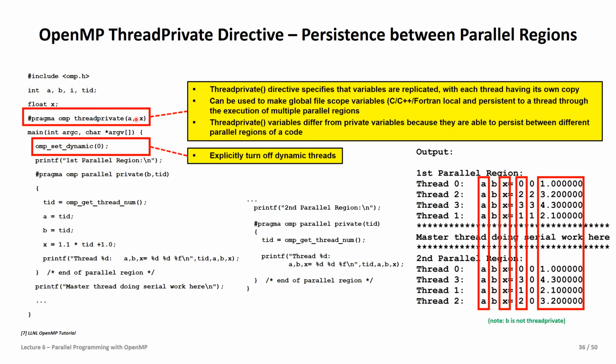You also notice I left out B here, right? So thread private is just A and X, and that will be an important factor when we understand what's happening here. We basically turn off the dynamic threads here. That's what we already had before, but it gives you a difference from a private variable now, because when we set it once, we have another parallel region, the first parallel region, and a second one later. But in the first parallel region, we have private B and the thread ID.